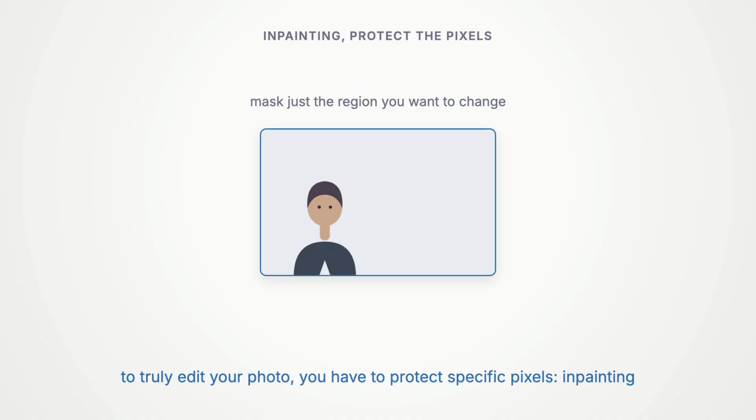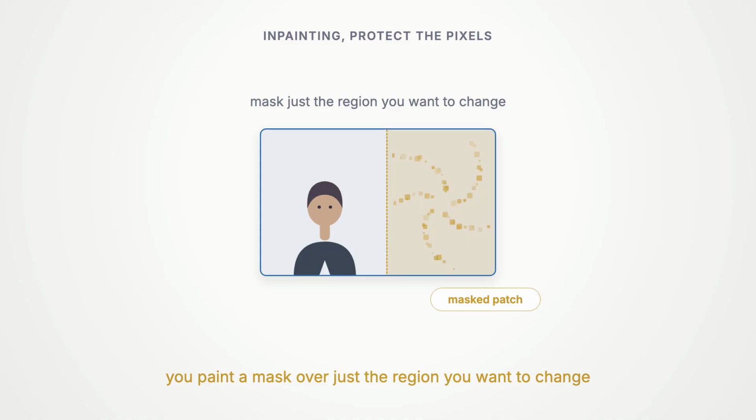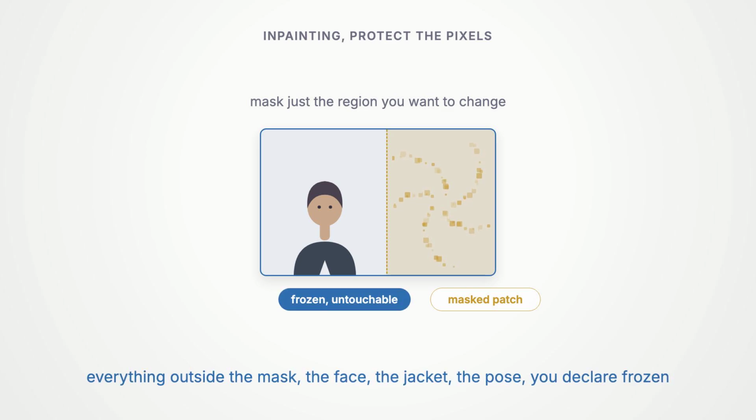Everything so far still generates a fresh image. To truly edit your photo, you have to protect specific pixels, and that brings us to the move you will never unsee. It is called inpainting. You take your image and you paint a mask over just the region you want to change, a patch over the wall behind your subject. Everything outside the mask, the face, the jacket, the pose, you declare frozen, untouchable.